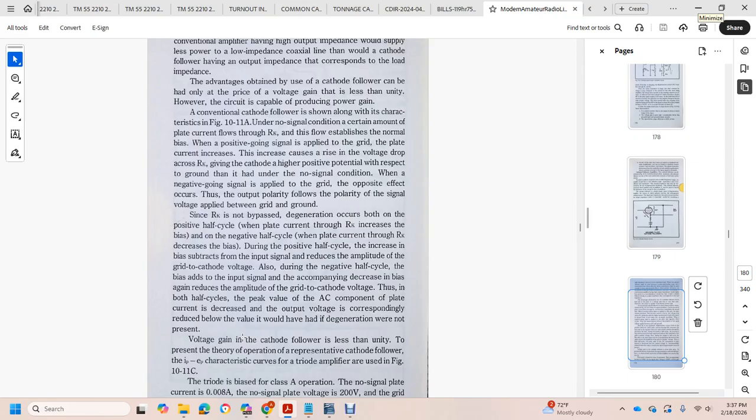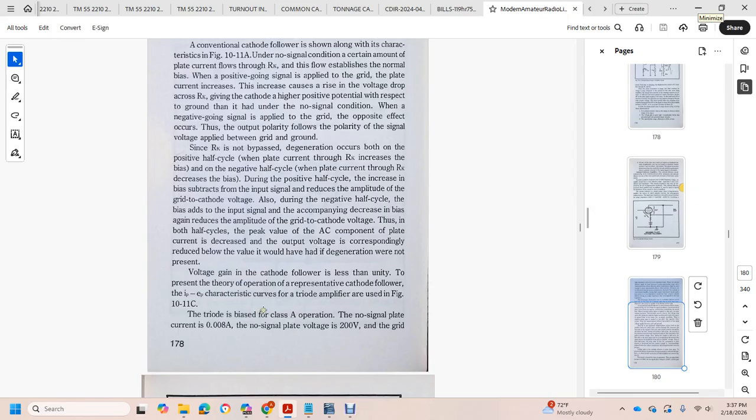Thus, in the half cycle with the peak voltage, the AC component of plate current and the output voltage are correspondingly reduced below the value they would have if degeneration were not present. Voltage gain of the cathode follower is less than unity. The present theory of operation represents the cathode follower with the ampere primary equals voltage ampere emitter primary characteristic of the triode amplifier.